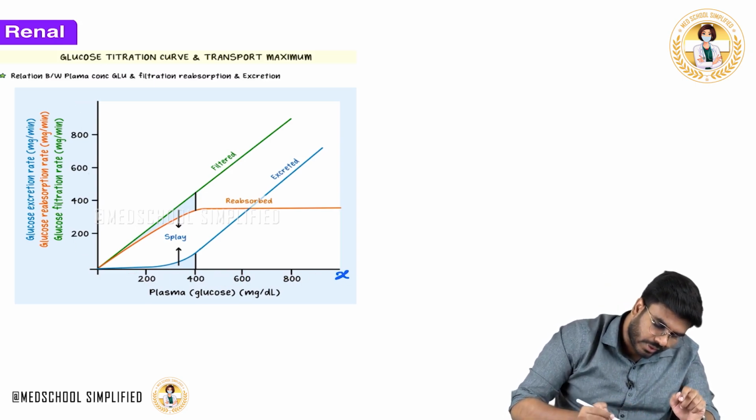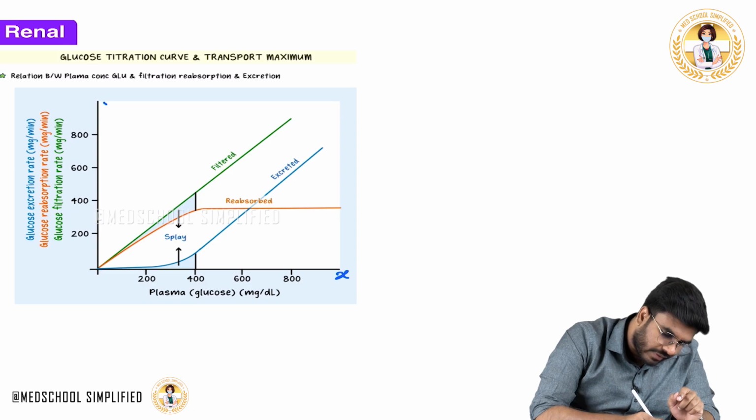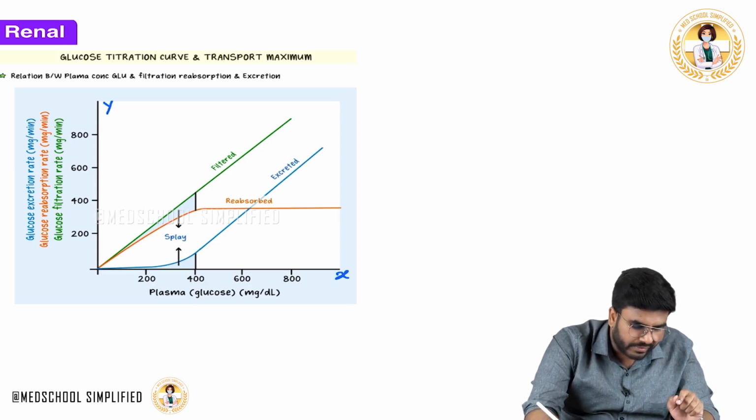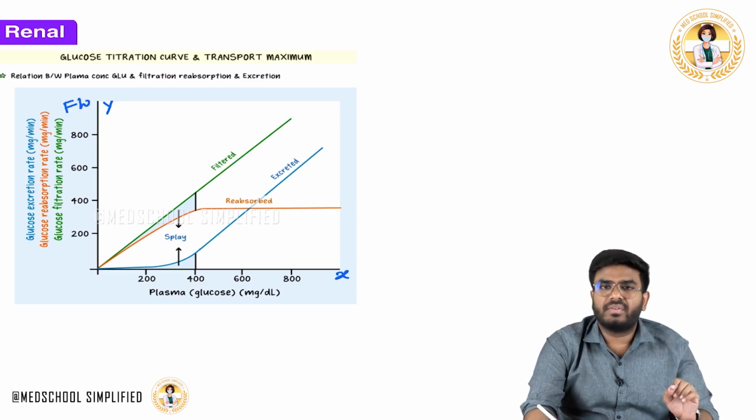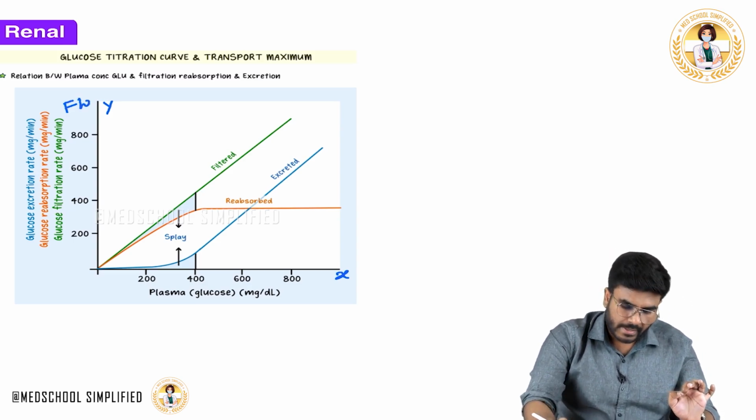On the y-axis, what is given? On the y-axis, we have given the filtered load, nothing but the filtered load. Simple. Filtered load and the plasma glucose concentration.